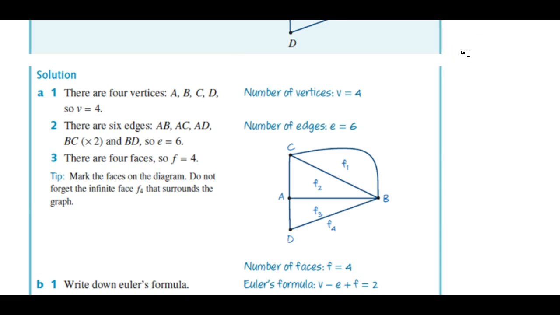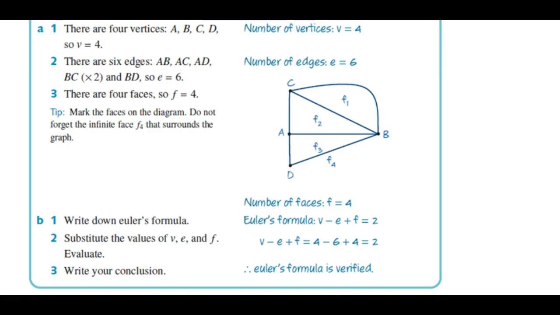We count up the number of vertices, which there are 4, so V equals 4. We count the number of edges, 1, 2, 3, 4, 5, 6, so E equals 6. And the number of faces, 1, 2, 3 bound faces and 1 infinite face, makes F equal to 4. We quote Euler's formula, V minus E plus F equals 2. Substitute the numbers we just counted: 4 minus 6 plus 4. 4 minus 6 is negative 2. Negative 2 plus 4 is 2. And so we have verified Euler's formula.